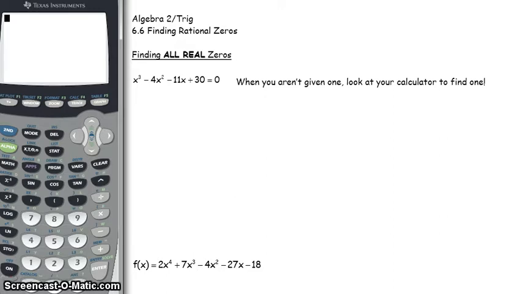If we're looking at the first one, finding all real zeros for x cubed minus 4x squared minus 11x plus 30 equals 0. It says when you aren't given a zero, look at your calculator to find one. Normally, up until this point, we've been giving you a zero, and you would use synthetic division to factor it out, and all would be good. But in this case, we didn't give you one. If you put this in your calculator and look to see where it equals 0, that will give you a zero, or an x-intercept. Another word for zero here.